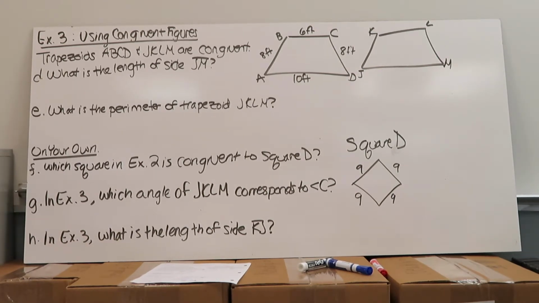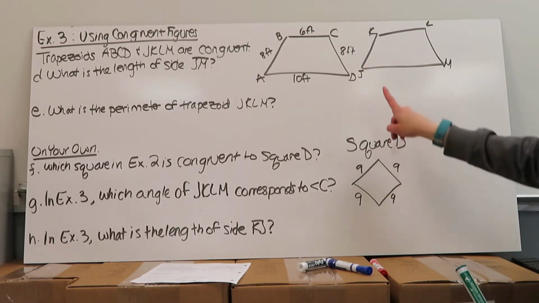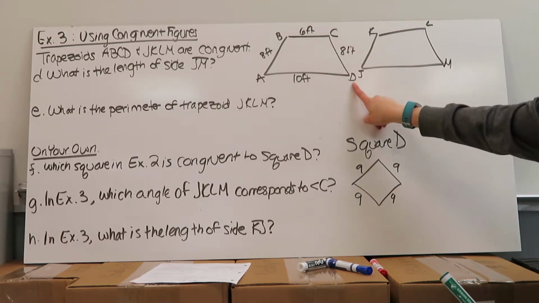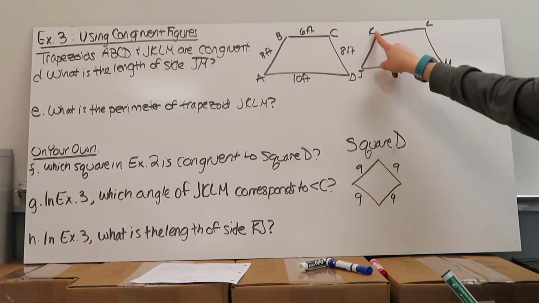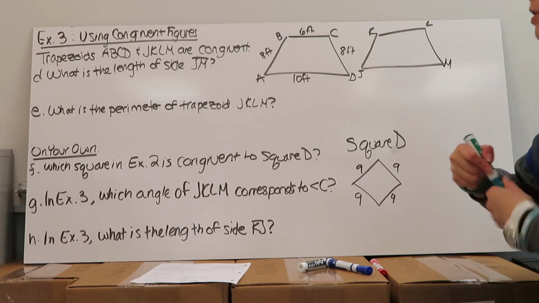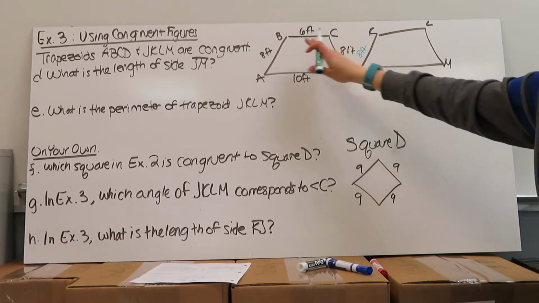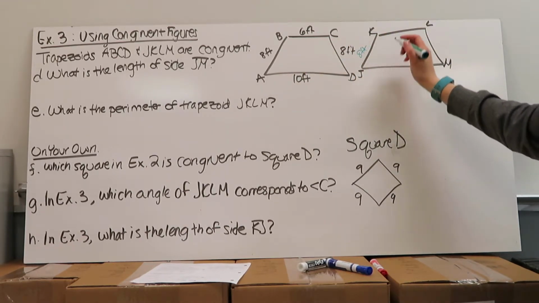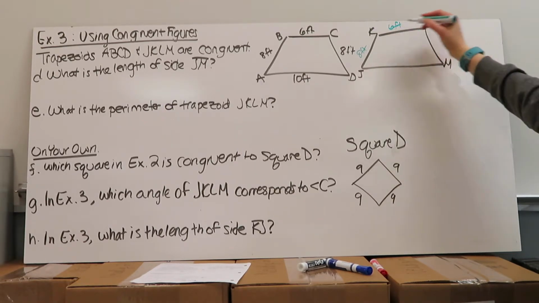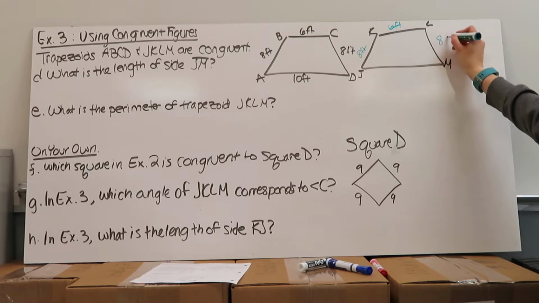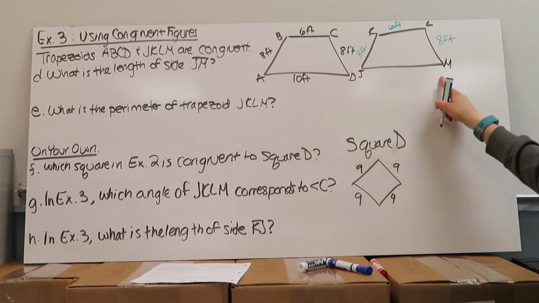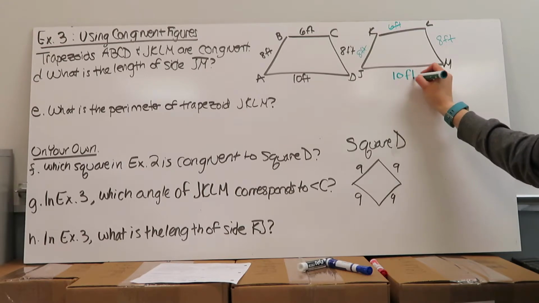Using congruent figures. So trapezoids ABCD and JKLM are congruent. What is the length of side JM? Well, let's see. ABCD is congruent to JKLM. So I'm just going to fill in this information. AB is the same as JK, so that's going to be 8 feet. BC is the same as KL, which is 6 feet. CD and LM are the same, so we have 8 feet. AD and JM are corresponding, so that's 10 feet.